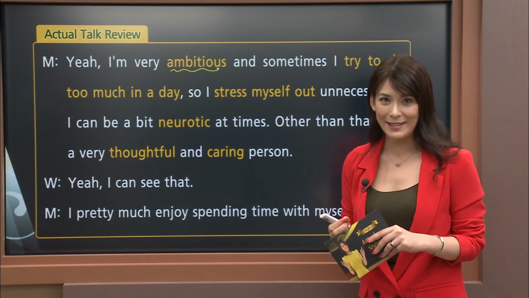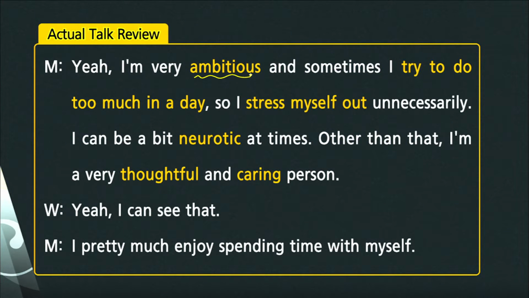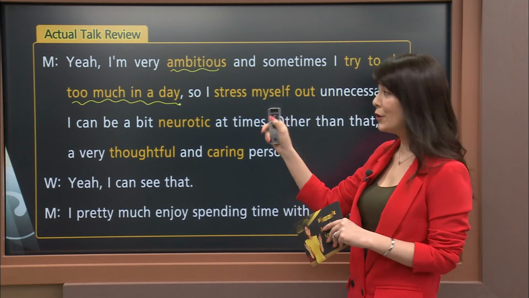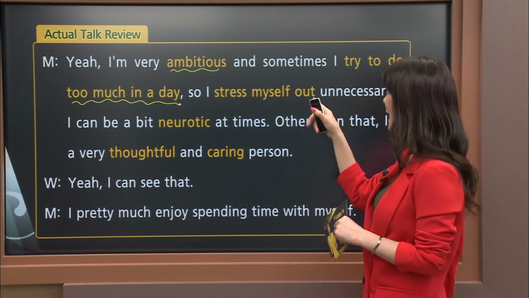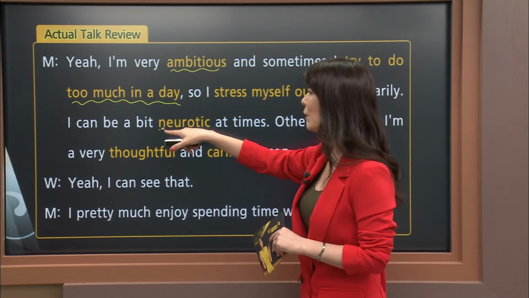You're determined, okay? And he says, and sometimes I try to do too much in a day. So try to do too much in a day, meaning you have so many things planned for that day, but then again, maybe sometimes you don't have enough time. So he says, I stress myself out unnecessarily. He says, I can be a bit neurotic.